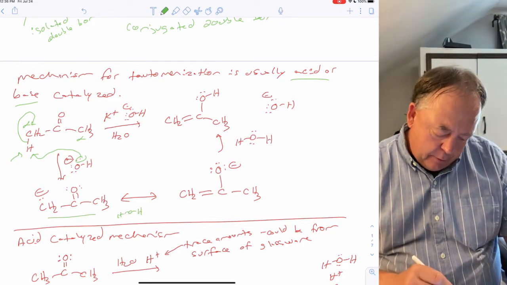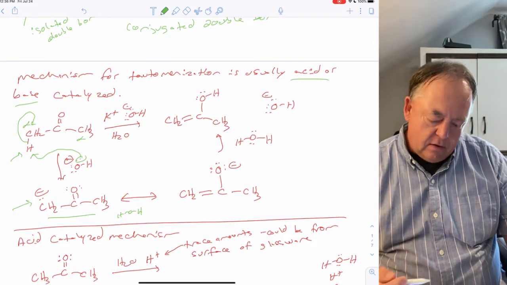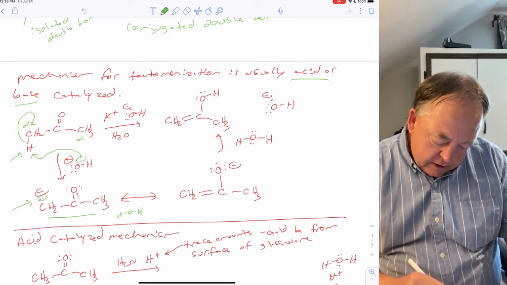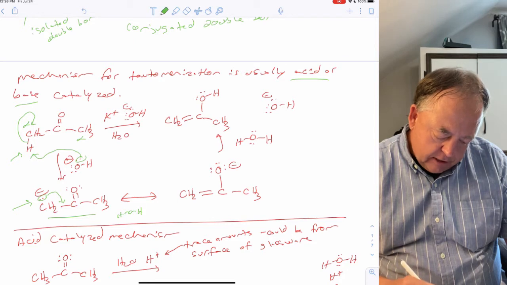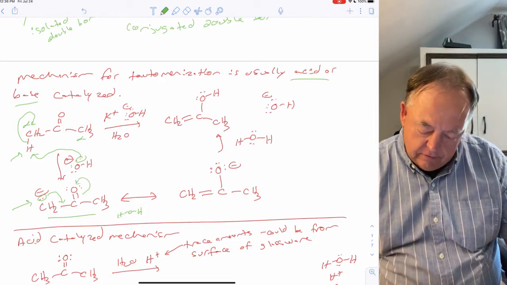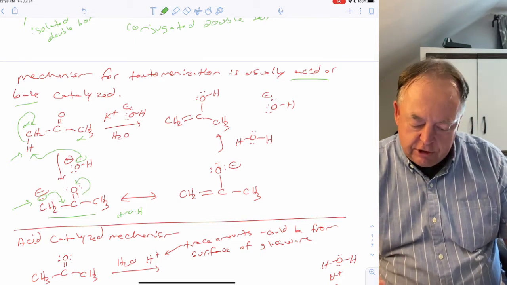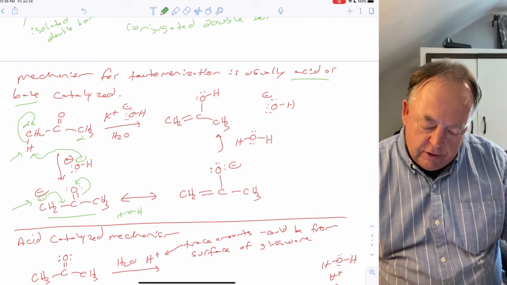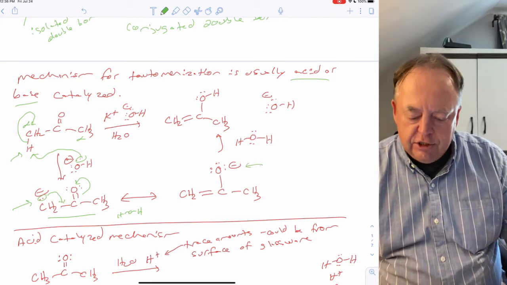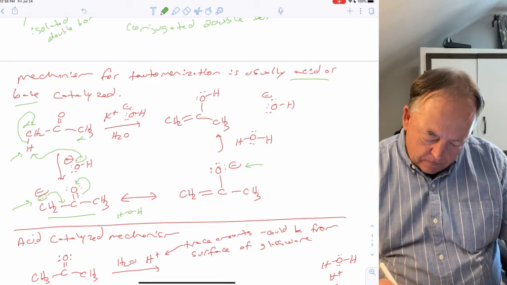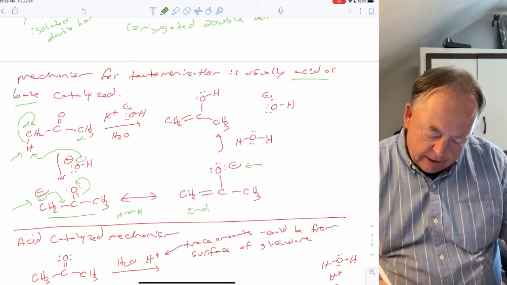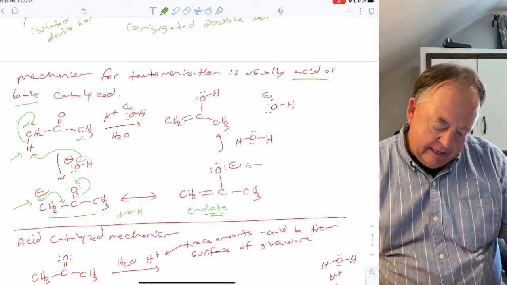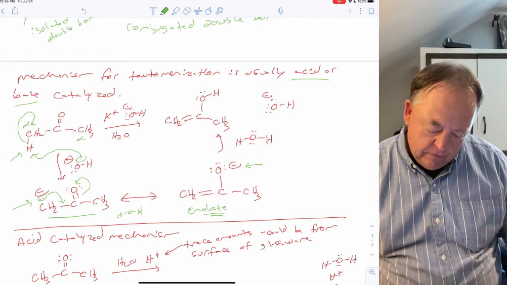So that's not a bad place to stick a negative charge. Why so? Because it's resonance stabilized, right? You can move those two electrons down and these two, the pi electrons, up onto oxygen to make a lone pair. So you can delocalize that negative charge onto oxygen, and that helps stabilize it. So this will be what's known as the enolate. So the enolate is the conjugate base of the enol.